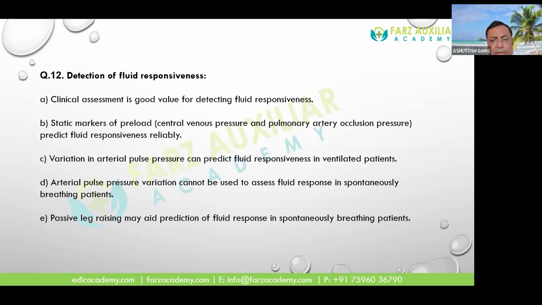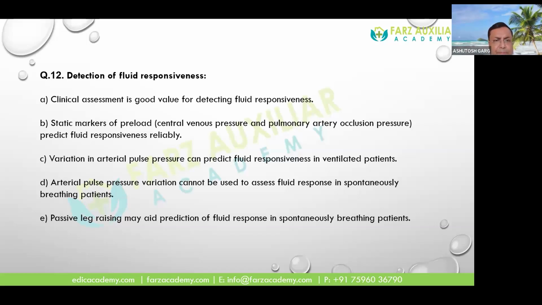Like PPV, SVV, and the static parameters like CVP or PAOP. They don't tell us reliably the prediction of fluid responsiveness. And for PPV and SVV, the most important thing, patient should be paralyzed, on ventilatory support, and tidal volume should be at least 8 ml per kg. So in ARDS patients, you cannot use these parameters. But passive leg raising can be used in a spontaneously breathing patient as well as the mechanically ventilated patient.